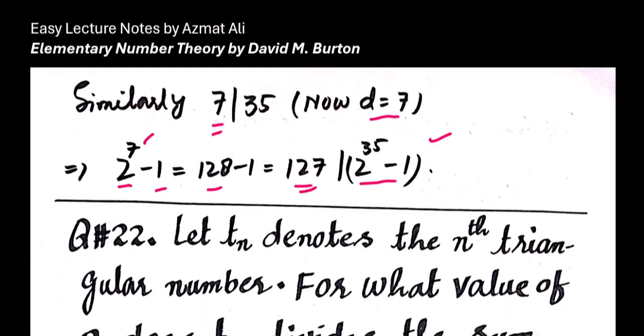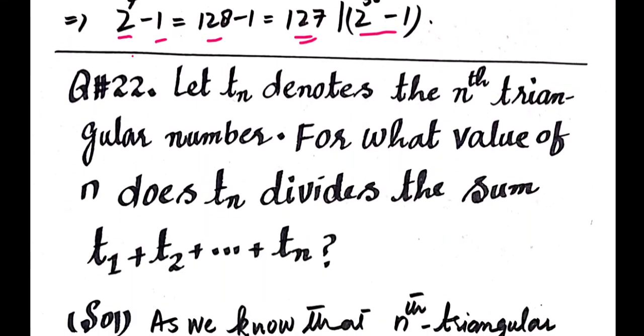Next question is very interesting. Let Tn denote the nth triangular number. For what value of n does Tn divide the sum T1 plus T2 up to Tn? In problem 2.1, we discussed the concept of triangular number in very detail. So if you have not seen that lecture, please see that lecture first.